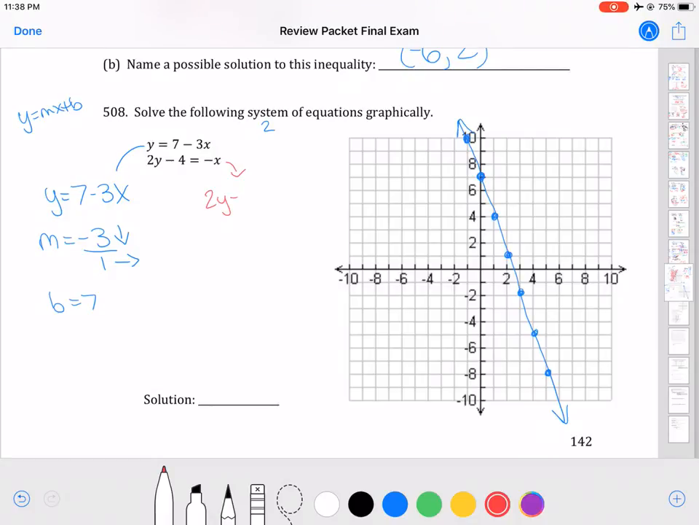Now I need to work on the second one. Now the problem with the second one is it's not in y equals mx plus b form, so you have to get it there. It's a literal equation where you have to get that y by itself. I've got to get rid of the 2 and the -4. Always get rid of what's being added or subtracted first, so to get rid of that -4, I'm going to add 4 to both sides.